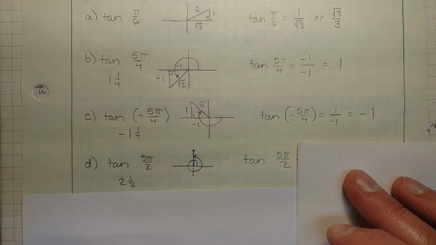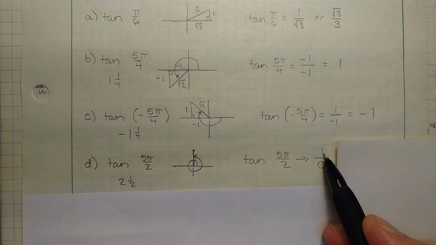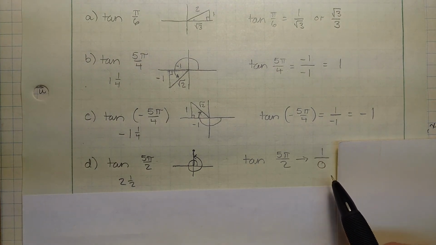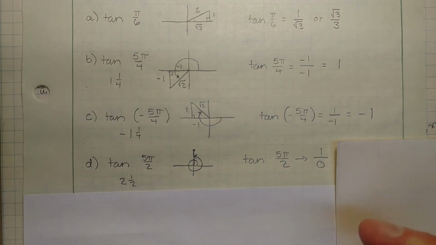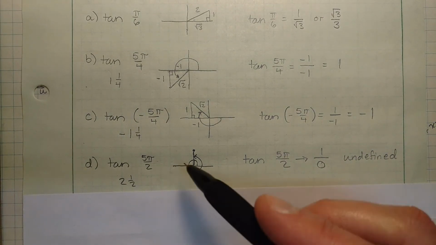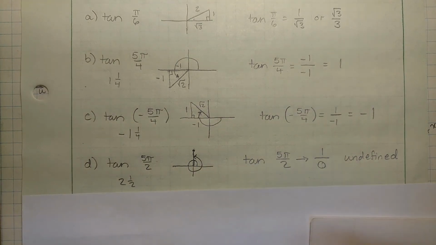So it's like this form here. Notice I did not put in equals. You can't say it equals 1 over 0 because this is not a number. It's undefined. Can't have a 0 in the denominator. So the answer there is undefined. The opposite side would be 1 in the y distance, but there's 0 in the x distance, so it is undefined.